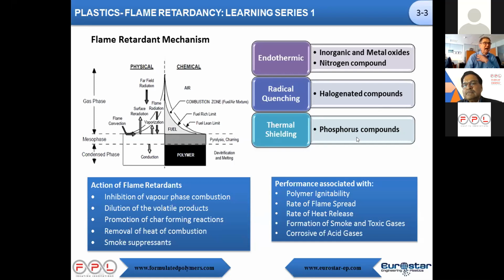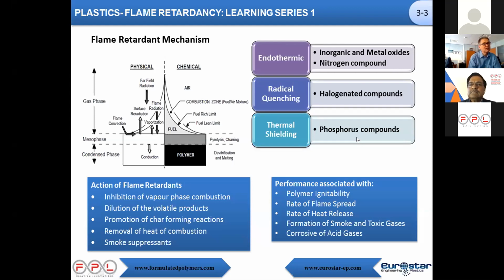The first one is the endothermic effect. So this one is just about cooling down the plastics, cooling down the flame, and diluting the gases. And it's more about inorganic metal oxides or nitrogen compounds. So the best example is magnesium hydroxide in polyamide. In this case, there will be different effects.